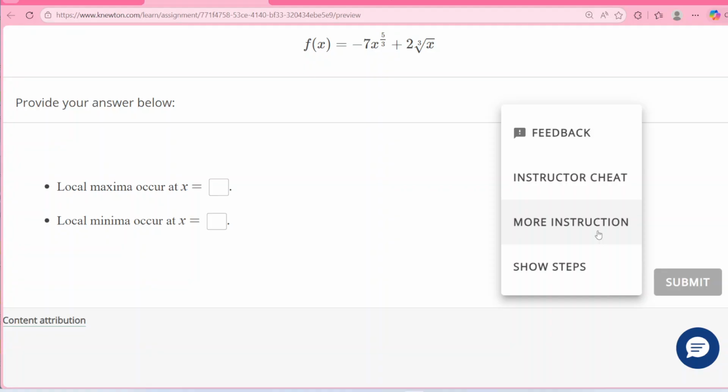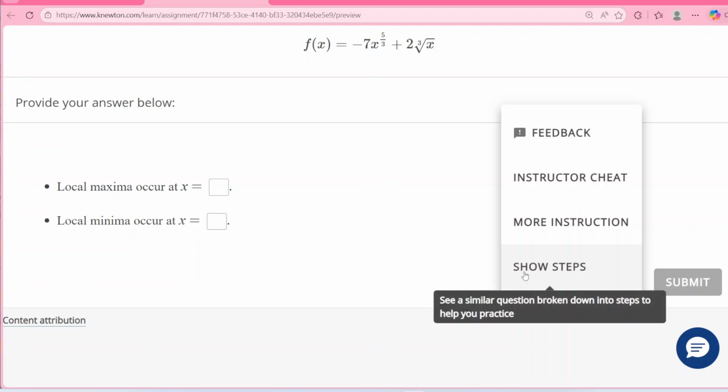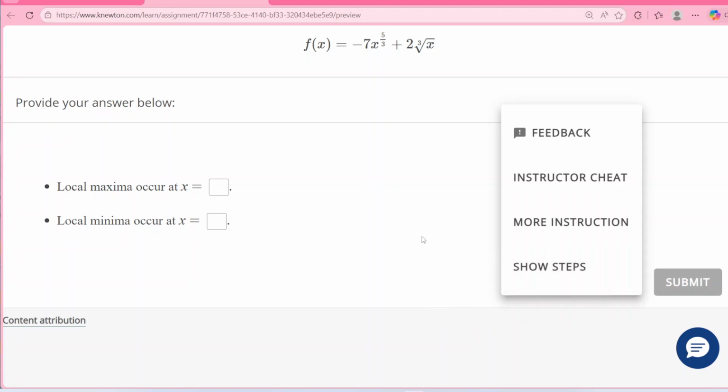And then some questions like the one I'm seeing here have this show steps option, where you can be taken to a similar question. It's very much like this one, but it's broken down into steps to help you practice. So you can do that if you wish.